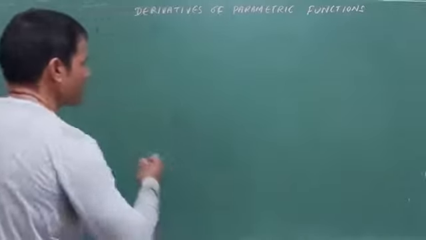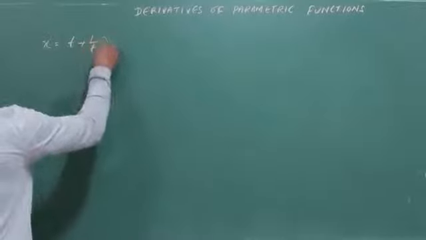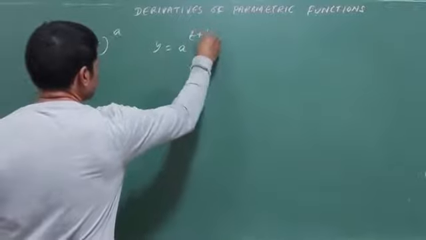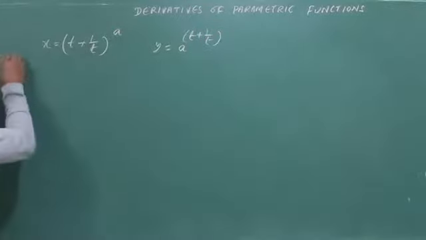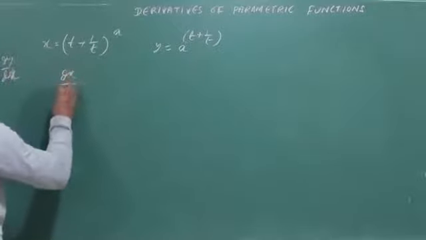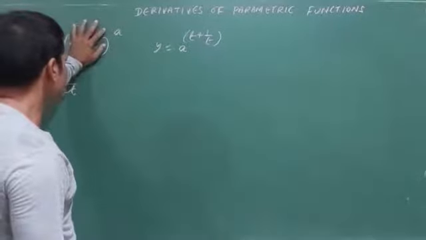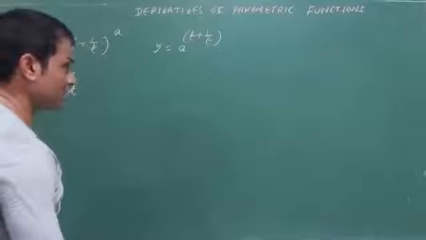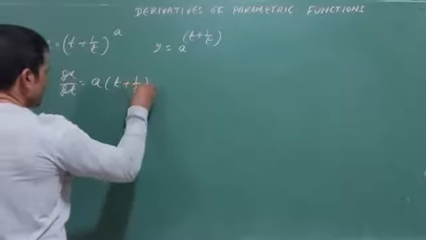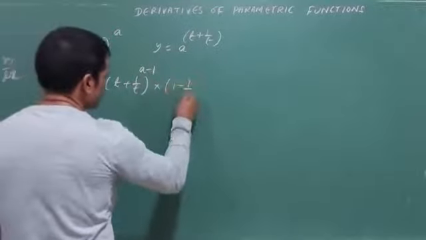So, the next question is: x equals (t plus 1 by t) to the power a and y equals a to the power (t plus 1 by t). Find dy by dx. So dx by dt: whenever I get a question, my first logic is to see which format it is under. This is variable, this is constant: x to the power n format. By the x to the power n formula, it is a into (t plus 1 by t) to the power a minus 1 into the derivative of t plus 1 by t, which is 1 minus 1 by t square.